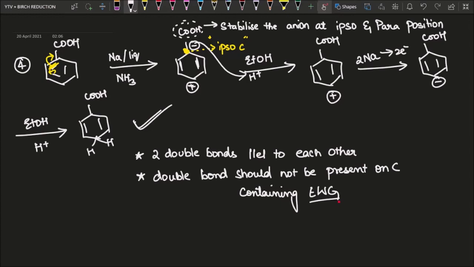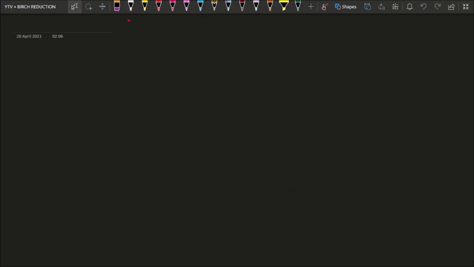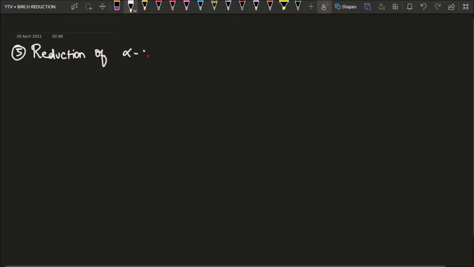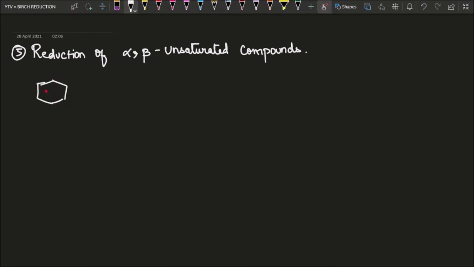Now this is the 4th application of Birch reduction reaction. Now let us look into the 5th application of Birch reduction reaction. The 5th application is reduction of alpha beta unsaturated compounds. Birch reduction can also be used for reduction of alpha beta unsaturated compounds. So here, if I take a substrate like this, with a double bond over here and a double bond here, this is an alpha beta unsaturated ketone, right?